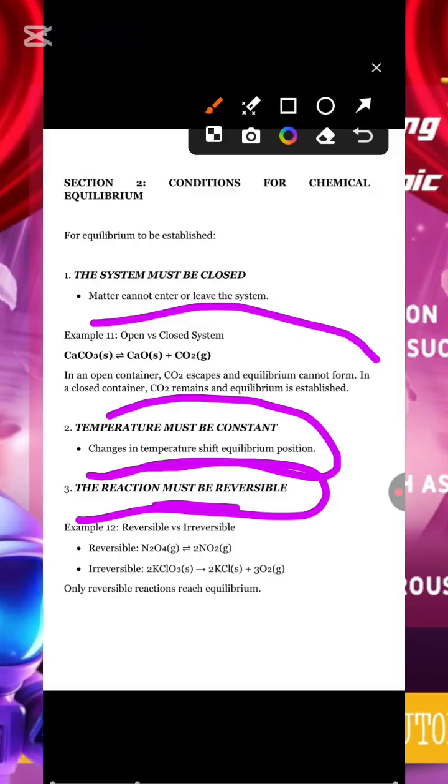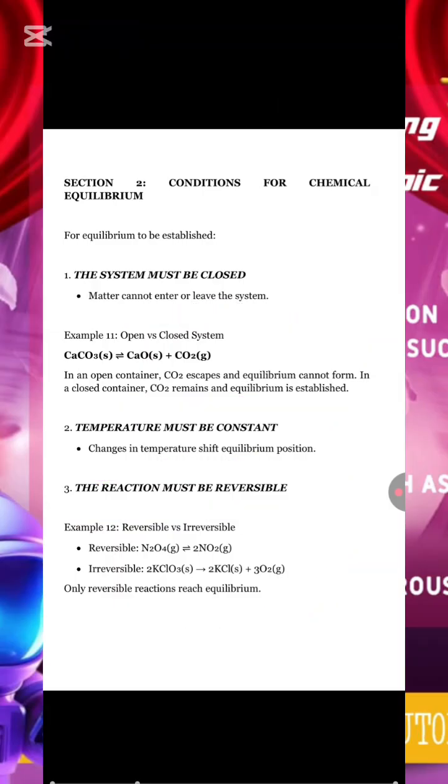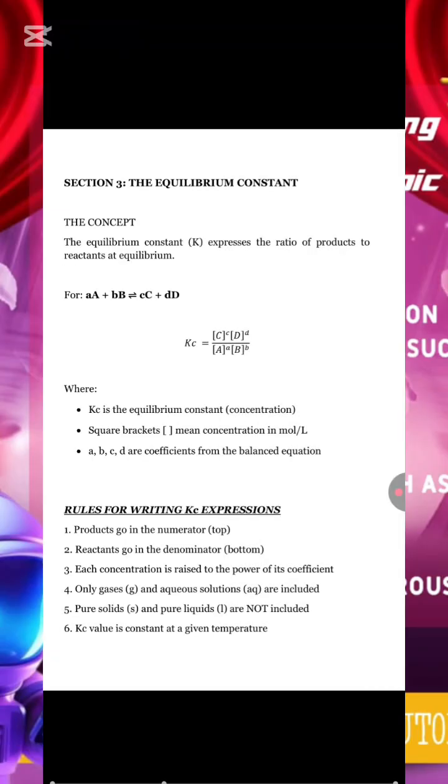It is only in a reversible reaction that equilibrium can be accomplished. You can take a look at example 12, and you can see a reversible reaction and an irreversible reaction. In a reversible reaction, the reactants will form products, and products will form reactants. They will just be exchanging each other. But if it is irreversible, all the reactant will change to product, and the product will not change back to reactant. So the reaction will stop. Do you get? So that is the third condition, and these 3 conditions are very important if equilibrium must be attained.